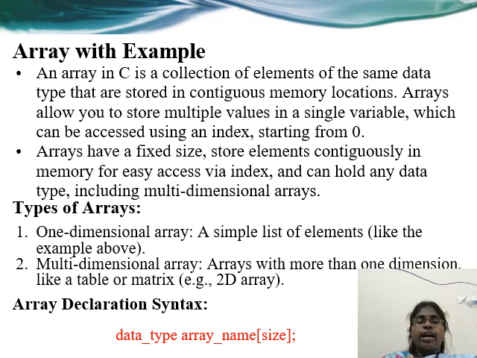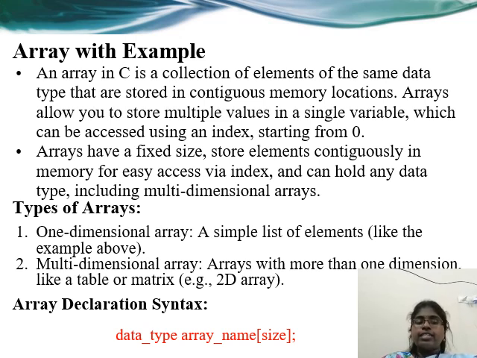Types of array. There are two types. One is one-dimensional array, another one is multi-dimensional array. What is one-dimensional array? One-dimensional array is a simple list of elements printed in a single row and column of the elements in the array. Multi-dimensional array represents arrays with more than one dimension like a table or a matrix. Example, if you initialize or declare a multi-dimensional array column wise and row wise, declaring the arrays of the initialization and declaration of the array.